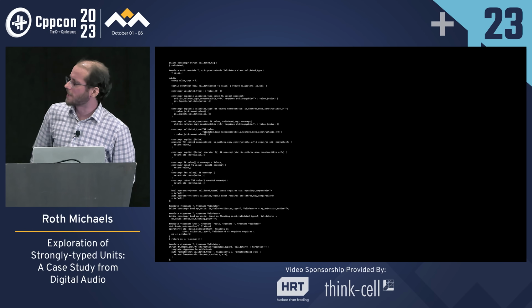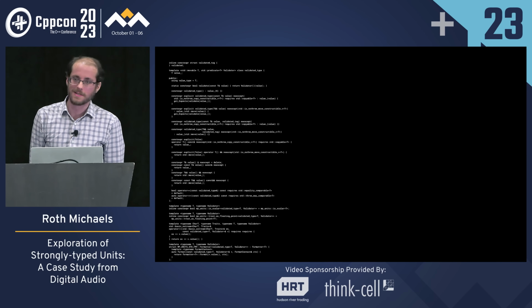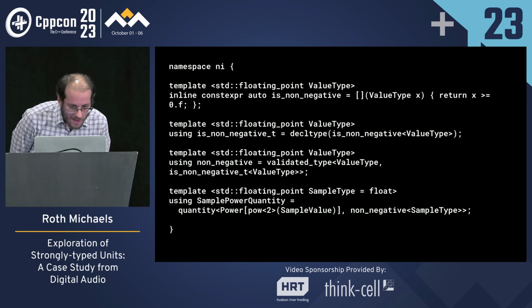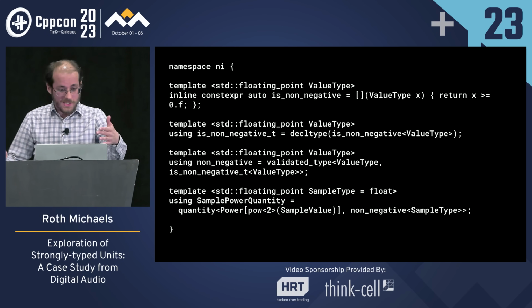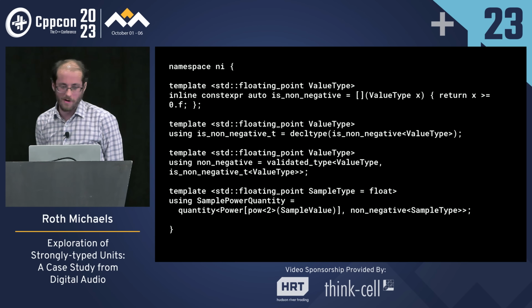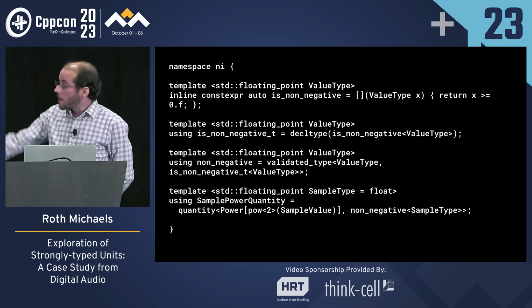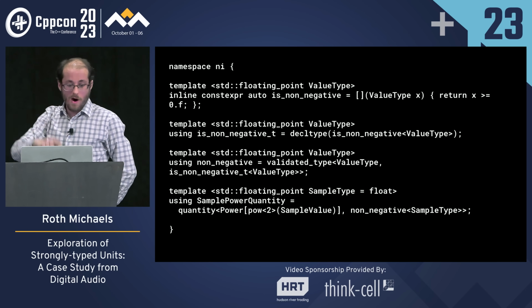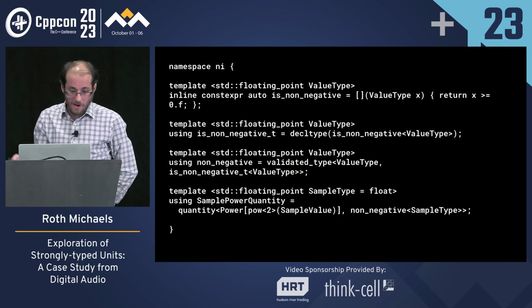I really should have had a link, I'm now realizing, but it's mp-units. Catchy name, you won't forget it. And yeah, so this is basically how we set up. The first few lines are just setting up this ability to have a non-negative floating point type. And then on the bottom there, you see this sample power quantity. And so this is a quantity that is a power.